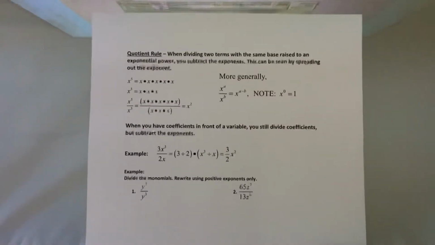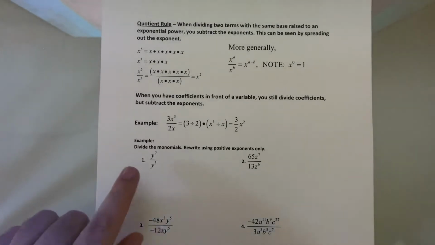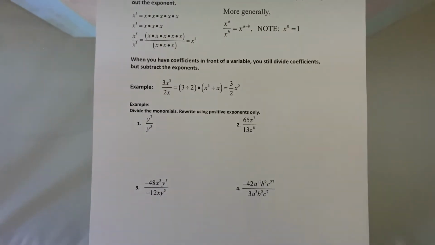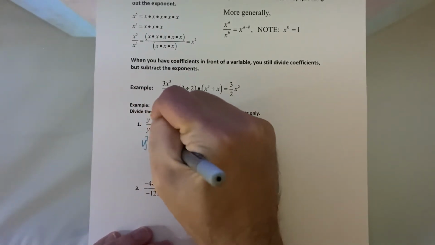Now, the next rule after product rule is quotient rule. So when you're multiplying with the same base, you add exponents. If you are dividing with the same base, you subtract exponents by the same argument. So y to the 7th divided by y cubed, 7 minus 3 is y to the 4th.